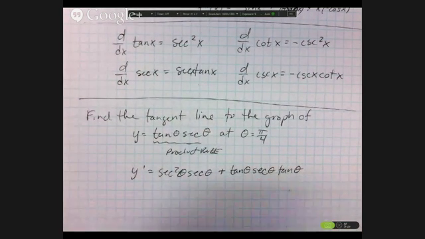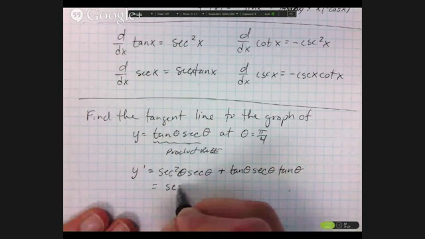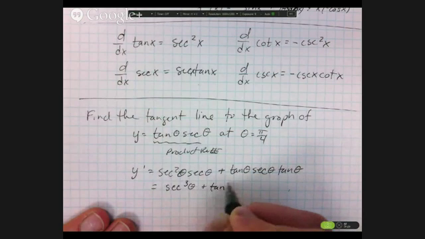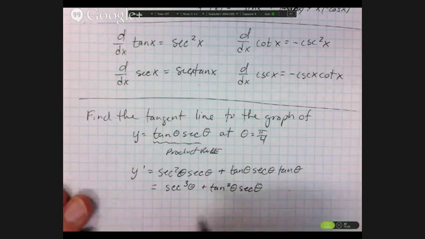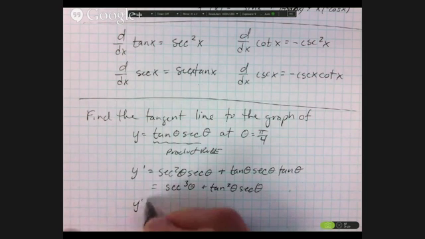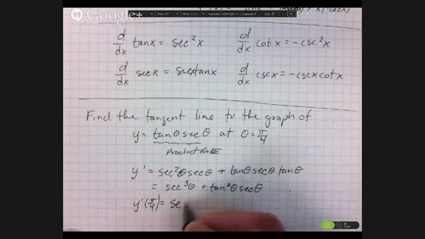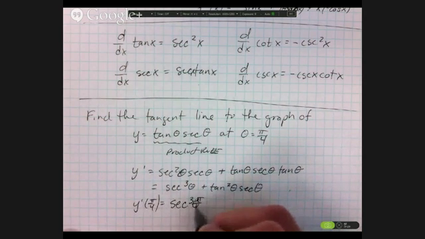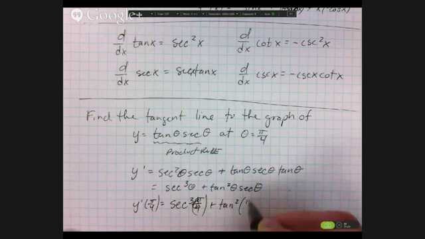I suggest just writing it out and then simplifying it. You don't really have to, but we're good on the derivative.